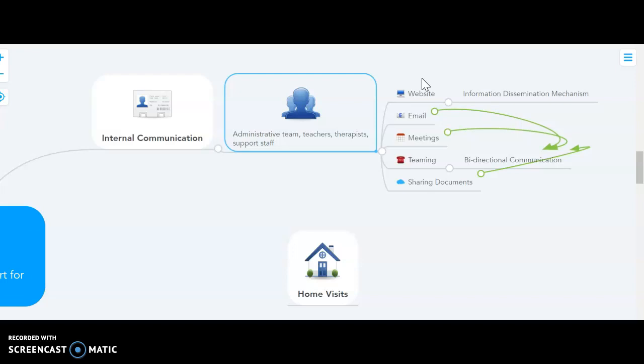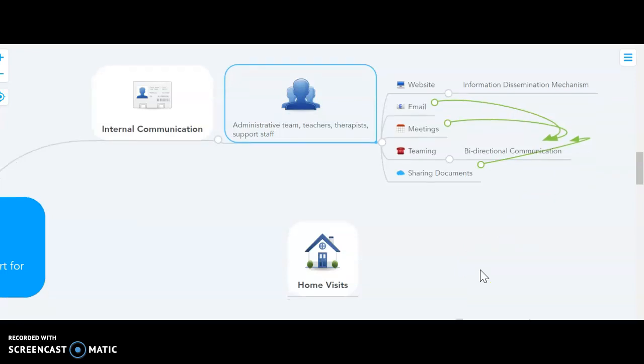One of the tricks to MindMeister is that these relationship arrows do not always end up in the greatest spot. But most of these platforms, email, meetings, teaming, and sharing documents, are really bidirectional communication. It gives everybody a chance both to disseminate information, but also creates an opportunity for feedback, which is extremely important. The website is probably our one internal communication platform that really is just a place to get information and not necessarily an opportunity for staff to share information back or with each other.